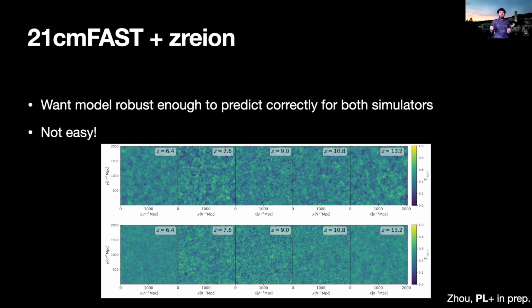And you see it's kind of by eye, at first blush, they look pretty similar. You have similar features in both. Maybe one's a little bit smoother than the other, but in general, the features are pretty comparable between the two. So you might think, okay, it's relatively easy to get a network that's robust enough to do both. Unfortunately, it's not quite that straightforward.